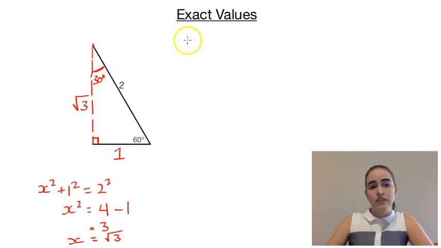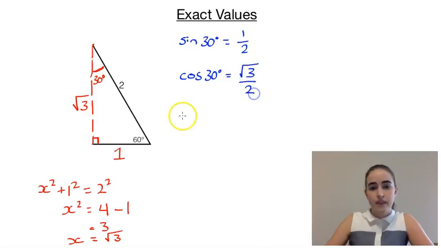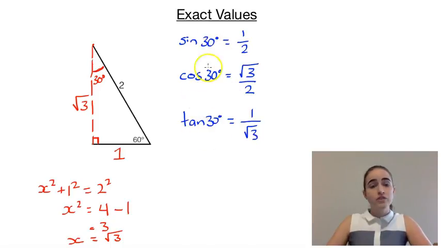Let's start off looking at the ratios of 30. Sine 30 degrees, sine is opposite over hypotenuse, so that's going to be 1 over 2. Next is cos of 30. Cos is adjacent over hypotenuse, so that's going to give us root 3 over 2. And the last one is tan of 30 degrees, which is going to be opposite over adjacent. In this one, that's 1 over root 3. Okay, so that's all our ratios for 30 degrees.